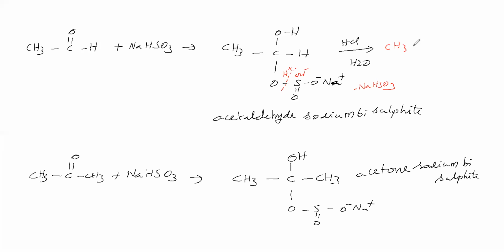So this becomes CH3, CH, OH, OH. How the bond shift will be there: from here water will be removed. So what you are getting is acetaldehyde. So on acidic hydrolysis you are getting back acetaldehyde.